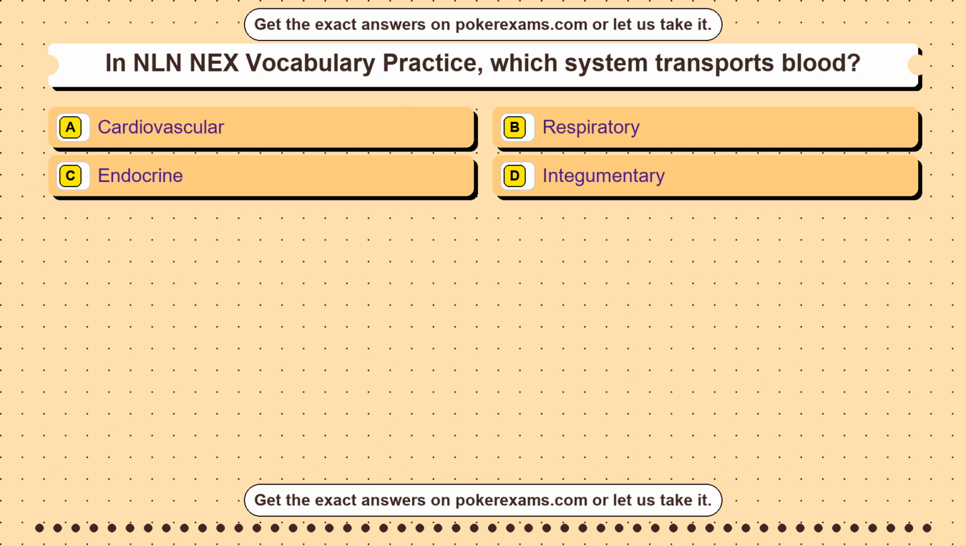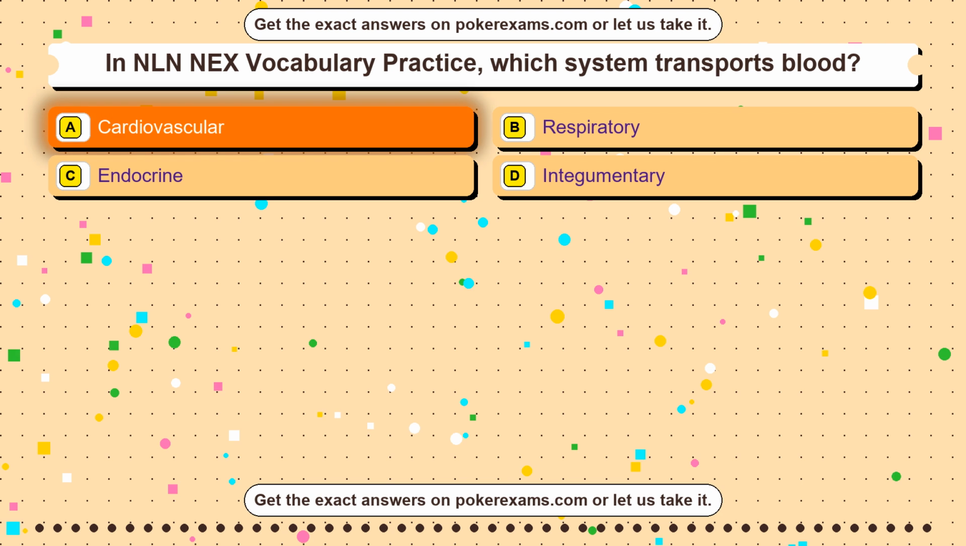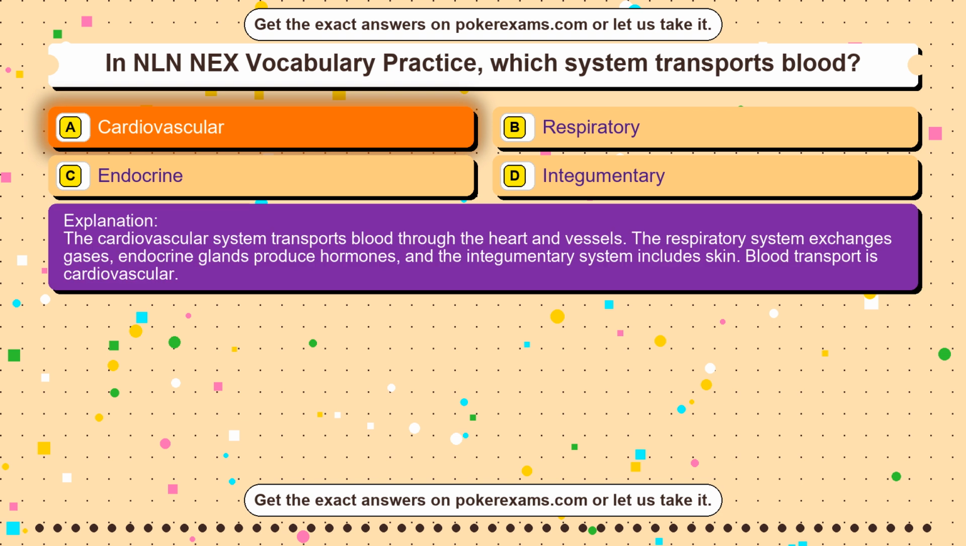Question 33. In GED test prep, which probability equals 1 chance out of 4? Option A, 25%. Option B, 40%. Option C, 50%. Option D, 75%. The correct answer is option A, 25%. 1 out of 4 equals 1/4, or 25%.